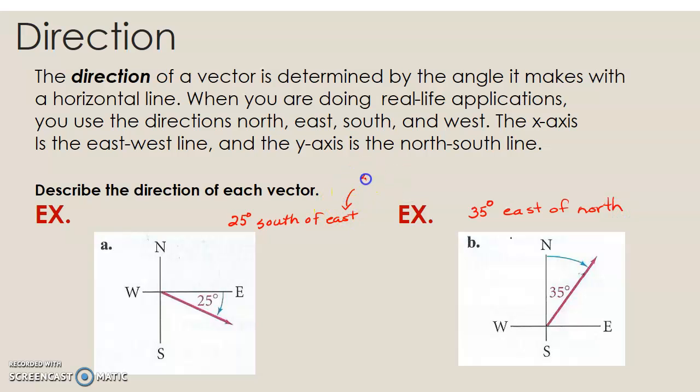This is where you are starting your movement to the vector. This is the direction it's moving in. Okay, so 25 degrees south of the start point, east. 35 degrees east of the start point, which was north.